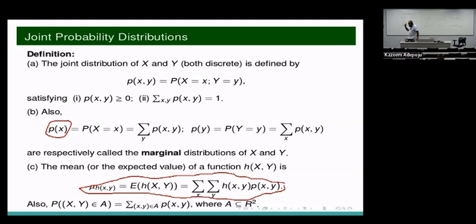Now I need you to pay attention to what I just circled. The h of xy is another function. It's not a probability function. The probability function is the p of xy. The p of xy is the joint probability function. But if I want to find the expectation, then I need to find the expectation of a random variable, or the expectation of a linear combination of random variables. If you see h of xy, that is basically a linear combination of x and y.